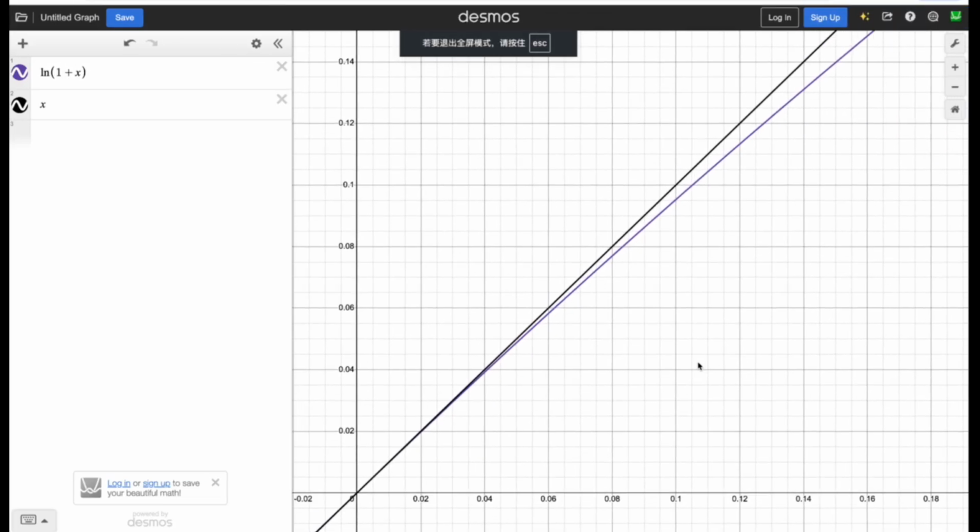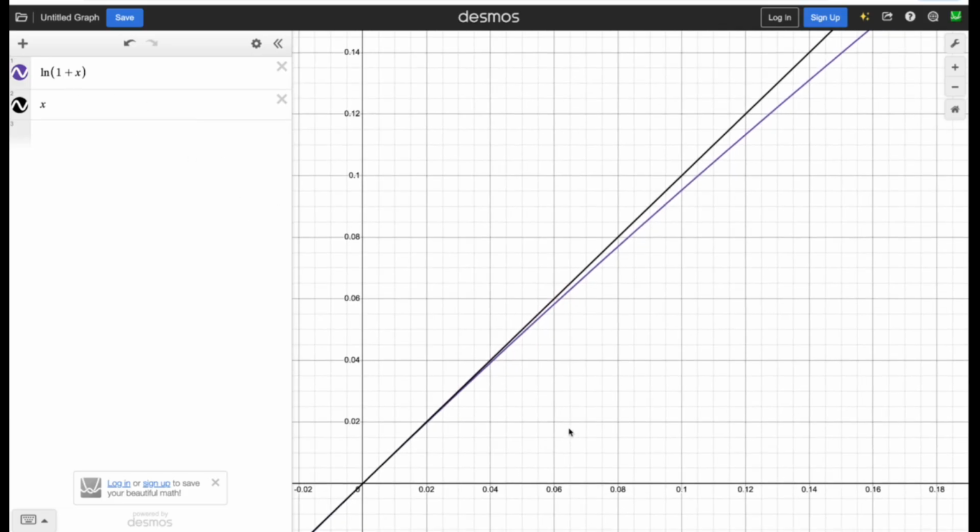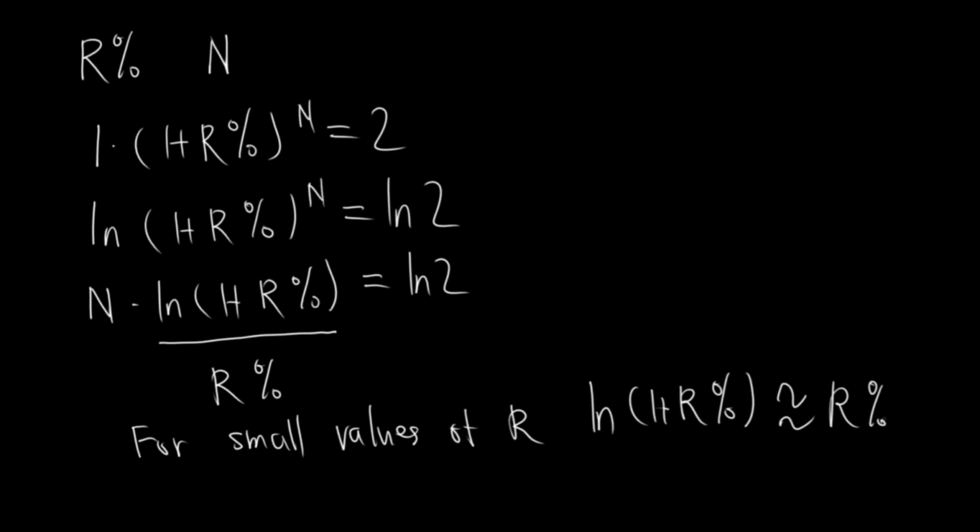You see, for small values of r, I use x here. Like you can see 0.02 here, so it will correspond to 2% in our case. And the two graphs nearly overlap each other. They are very close together. So it's a good approximation. And using this simplification, we can reduce our equation to this.